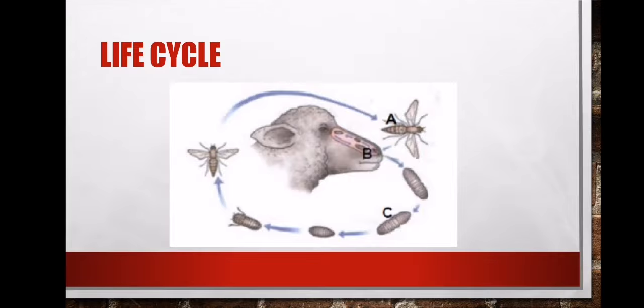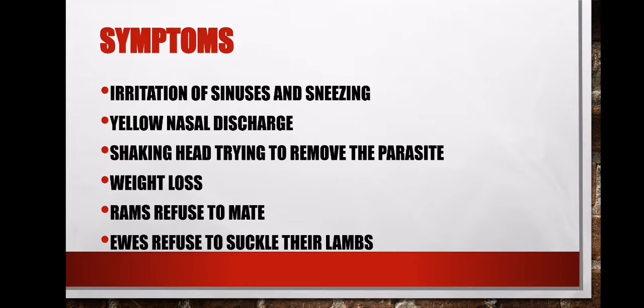Okay, fine. We're done with the cycle. I try to dwell more on the cycle because it is sometimes there in the exam. Let's quickly look at the symptoms. The symptoms are simple, people. There will be irritation of sinuses and the animal will sneeze. There will also be yellow discharge from the nasal cavities. The animal will keep on shaking the head. Why is it shaking the head? It is trying to remove the parasite, which is the nasal worm or the nasal fly.